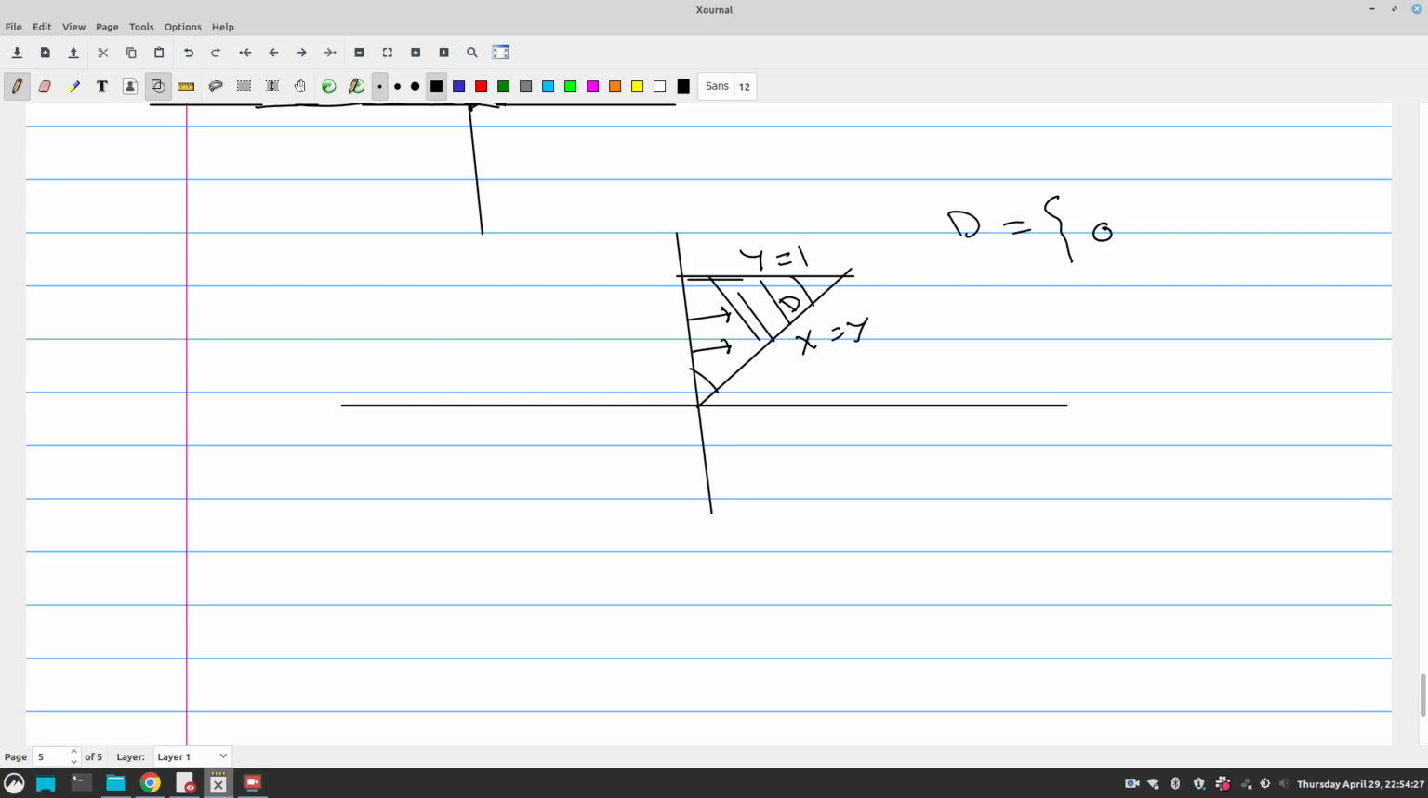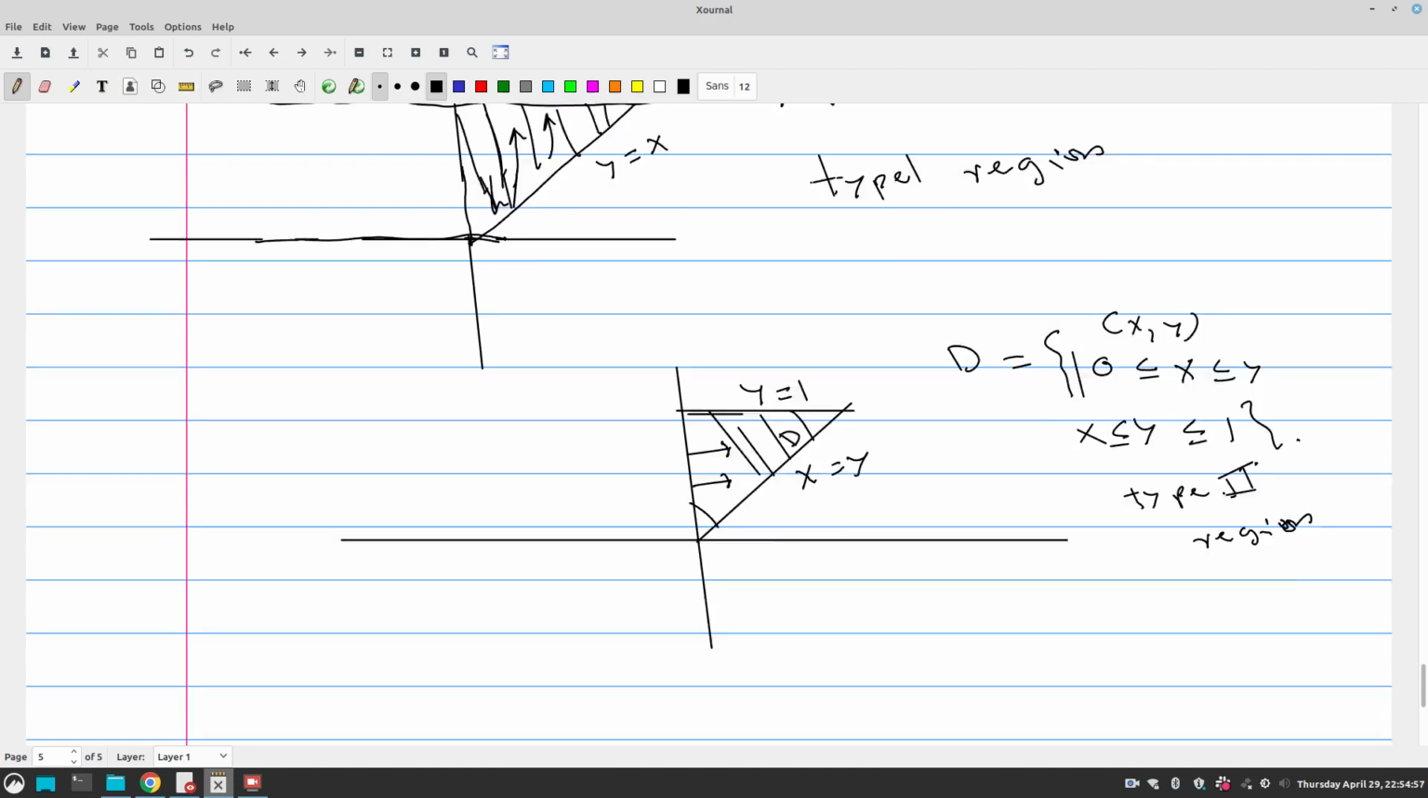X goes from 0 to y, x comma y, and y goes from x to 1, right? So now this is a type 2 region. Type 2 region. Now the question is, how does redefining it as a type 2 region help us?